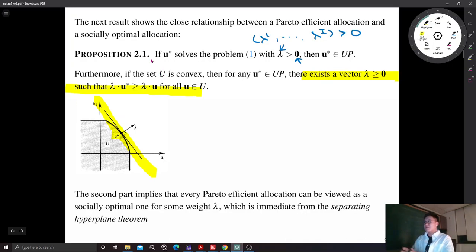So that is the converse of the first statement. The first statement is social welfare maximization means Pareto efficiency, and the second part is Pareto efficiency implies social welfare maximization, but for some specific lambda. Okay, so the second part implies that every Pareto efficient allocation can be viewed as a socially optimal allocation for some weight lambda, not all lambdas, not always, but for some specific lambda weight.